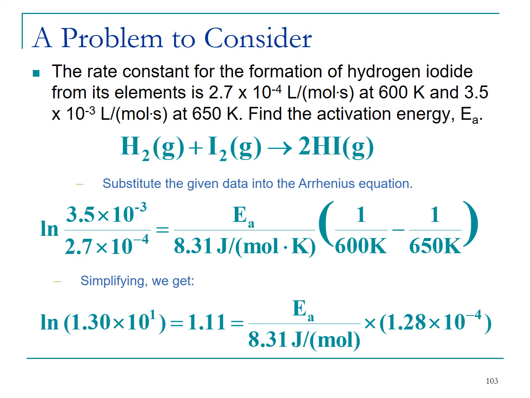Say the rate constant of formation for this reaction is 2.7 times 10 to the minus fourth at 600 K, and then at 650 K it rises to 3.5 times 10 to the minus third inverse molarity per second, and they want you to find the activation energy. So basically you're just plugging in everything you know. So you have the natural log of k2 over k1 equals the activation energy over R.